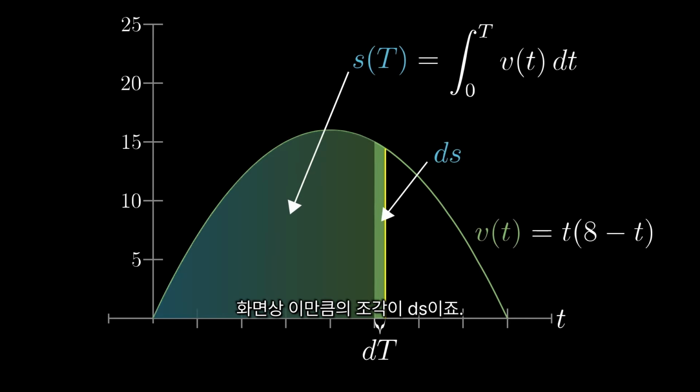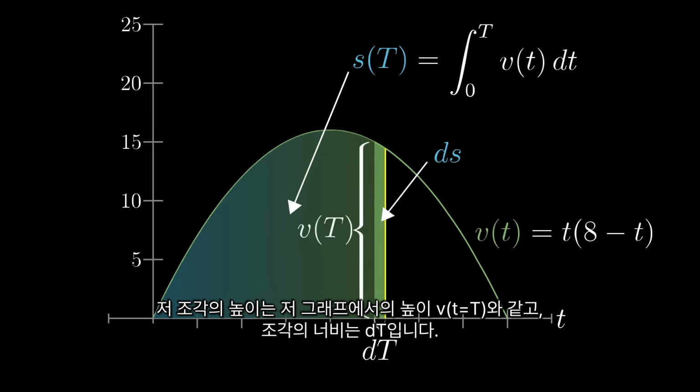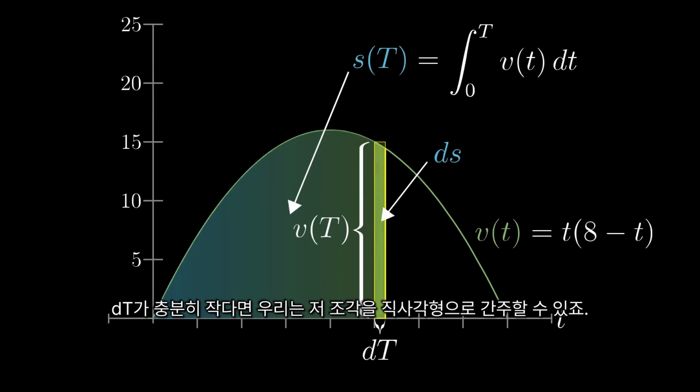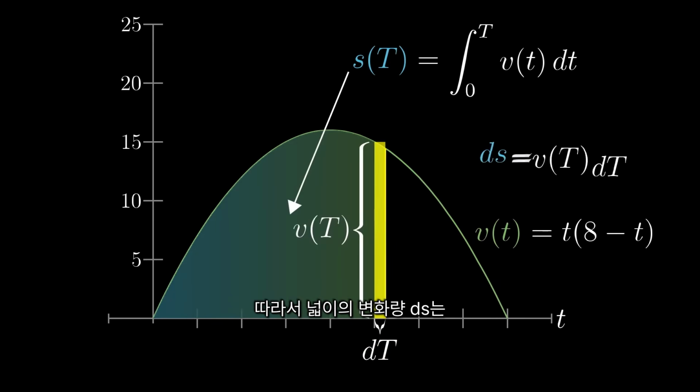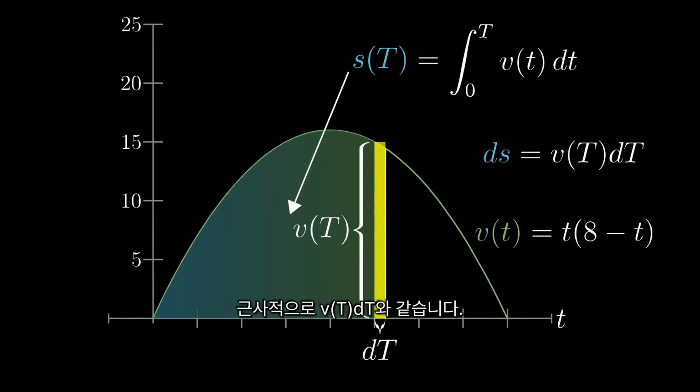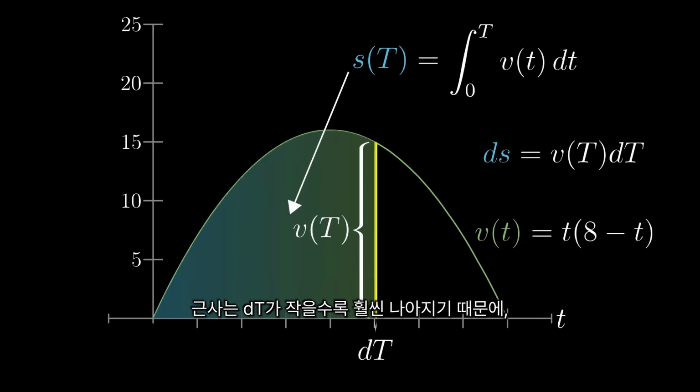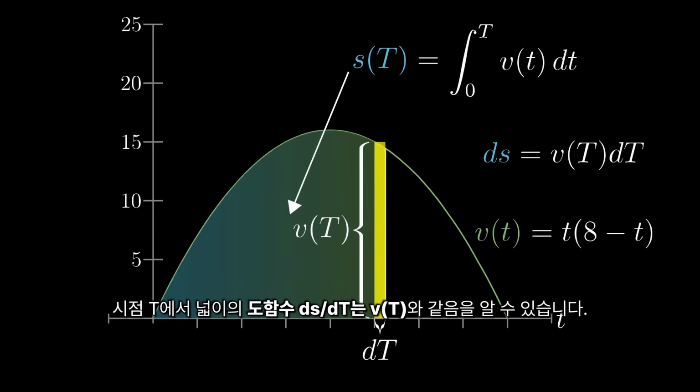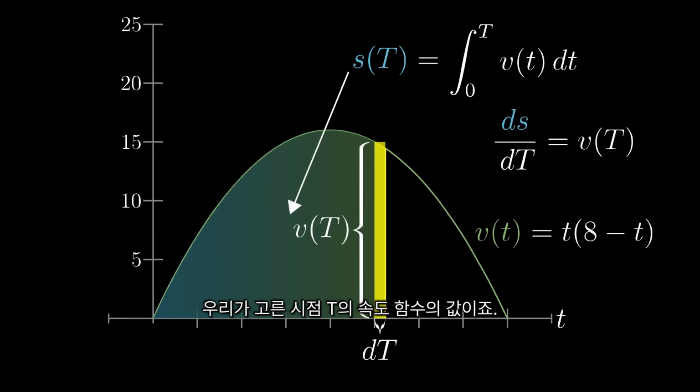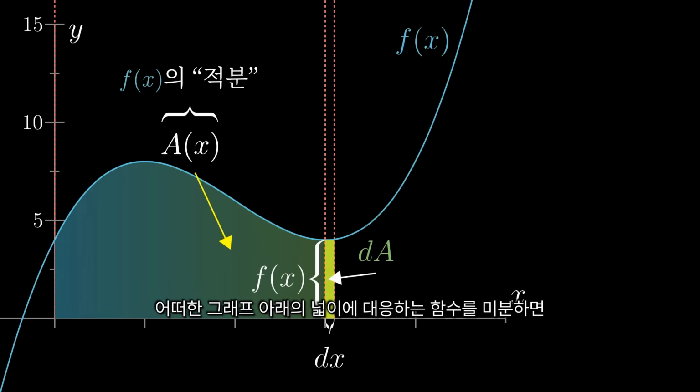of this sliver. The height of that sliver is the height of the graph at that point, v of t, and its width is dt. And for small enough dt, we can basically consider that sliver to be a rectangle, so this little bit of added area, ds, is approximately equal to v of t times dt. And because that's an approximation that gets better and better for smaller dt, the derivative of that area function, ds dt, at this point equals v of t, the value of the velocity function at whatever time we started on. And that right there, that's a super general argument. The derivative of any function giving the area under a graph like this is equal to the function for the graph itself.